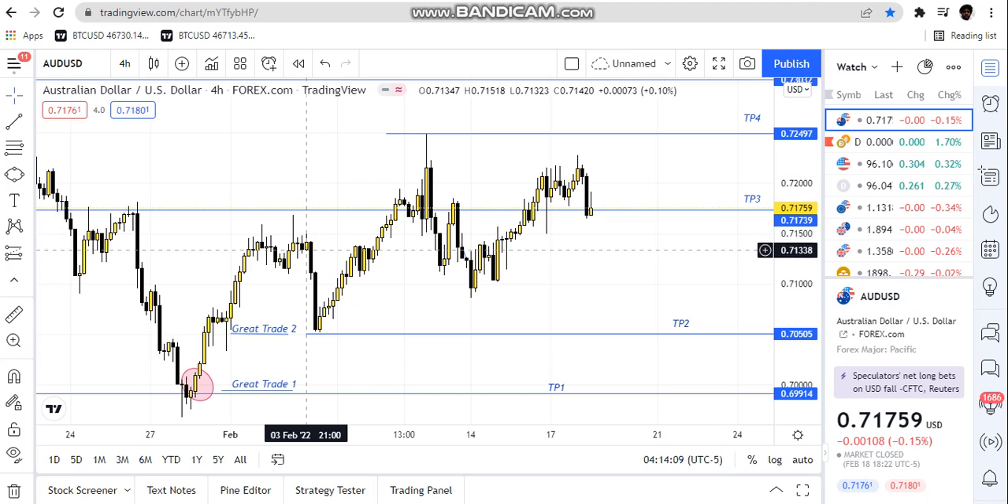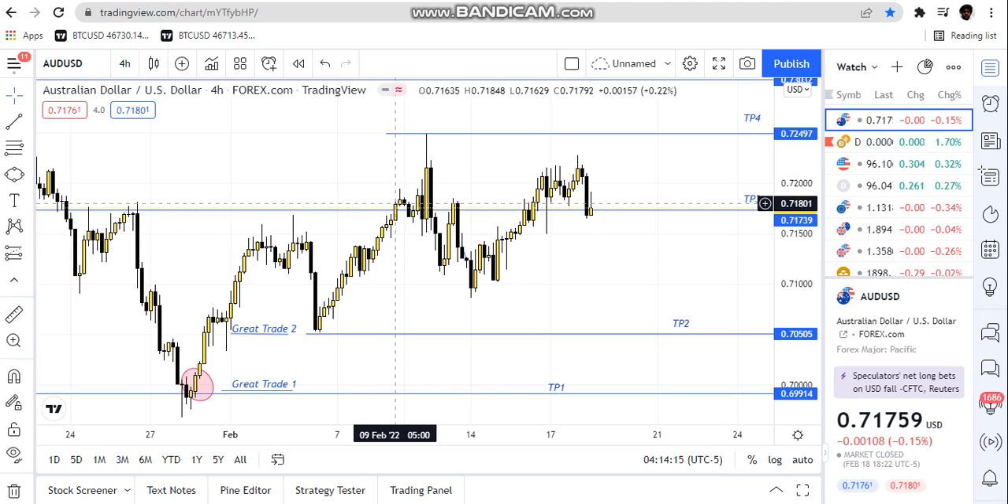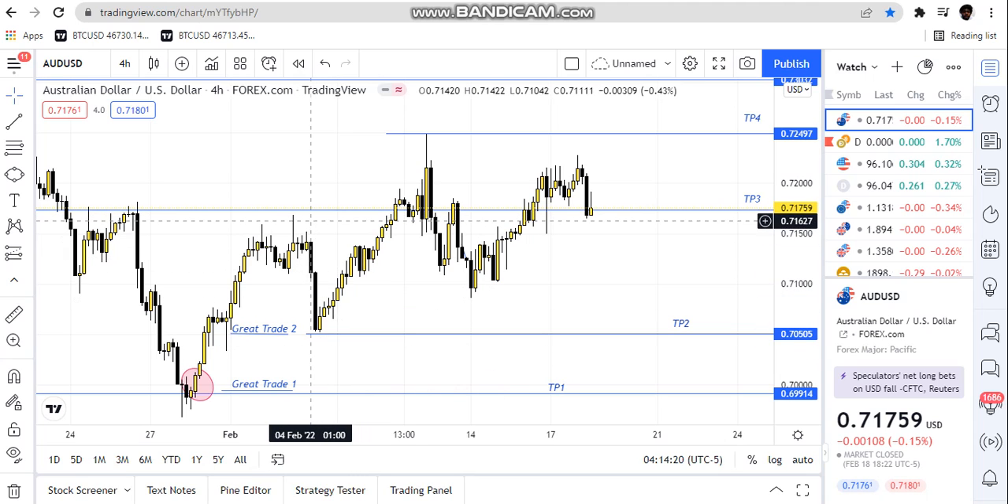It makes no sense. Price goes right back down to Great Trade 2, and before going back up to take profit 3, it goes right back down to take profit 2. There's no point in watching price head all the way back down because you're trying to swing trade this. We're going to talk more about this, but you could have just taken profit at 70 once price got to 71, basically take profit 3. Once price gets to the take profit 3 area, it will head back down to take profit 2. You could have taken profit.